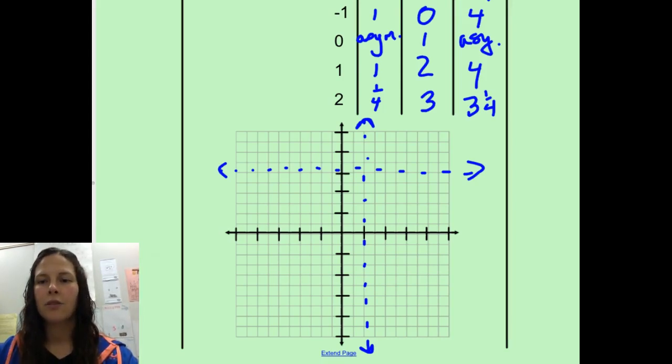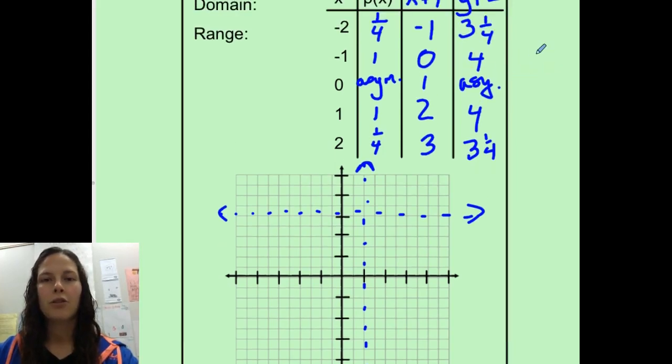Then we can plot our ordered pairs from our t-chart. The second two columns will be our translated function. -1, 3 and 1/4; 0, 4; 2, 4; and 3, 3 and 1/4. Remembering what the parent function looked like, as well as the asymptotes, we can use those to get our curve.